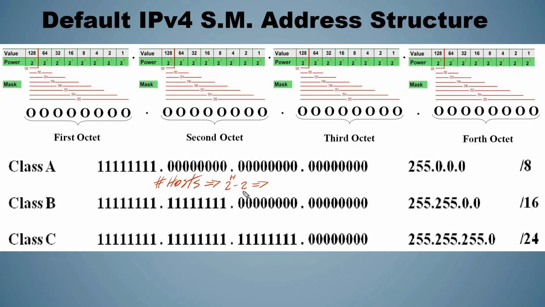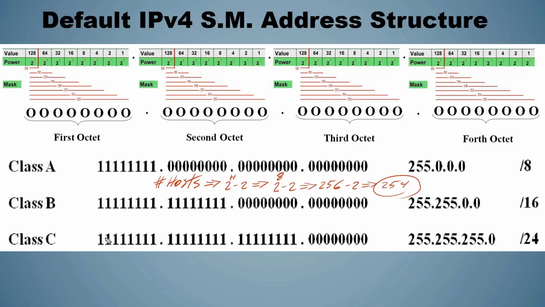So for example, let's take a look at Class C. How many host bits do we have, if we want to find out how many available IP addresses we can have in every Class C network? Very good, zeros, those are the host bits. So it is 2 to the power of host bits. How many? 1, 2, 3, 4, 5, 6, 7, 8. 2 to the power of 8 minus 2. 2 to the power of 8 is 256, minus 2, is 254. So we have 254 available IP addresses in a Class C network.